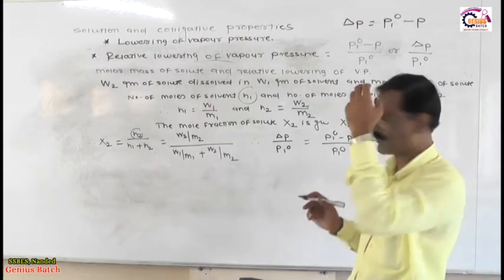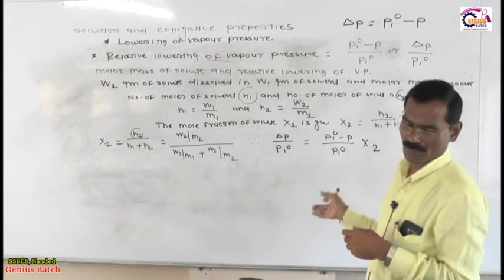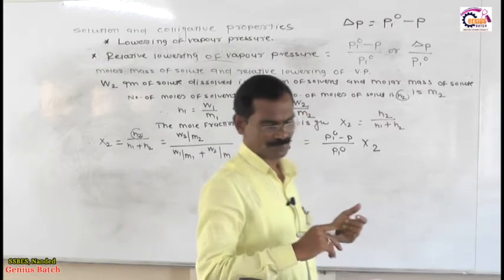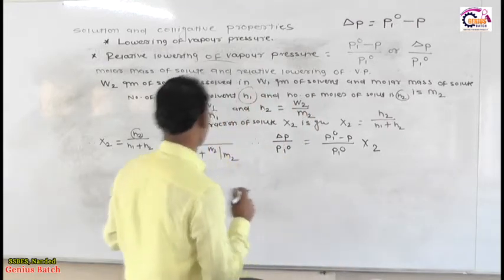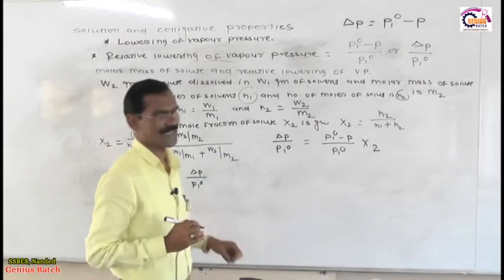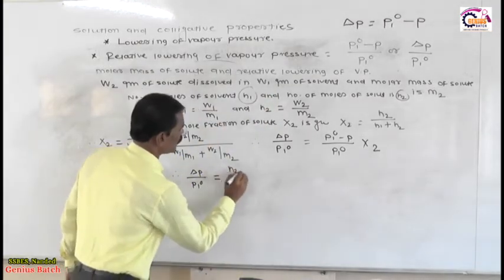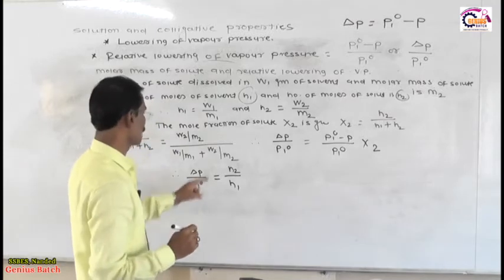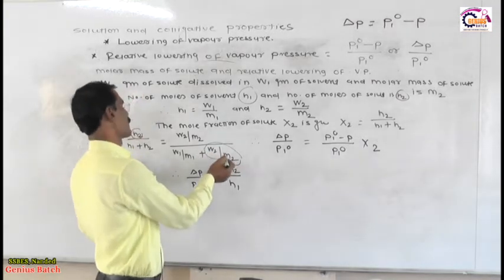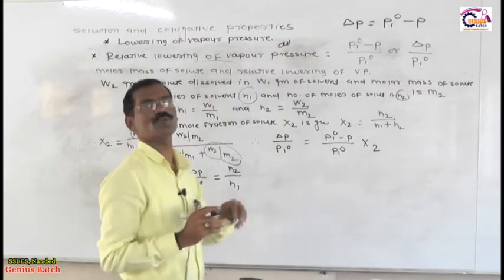The relative lowering of vapor pressure is equal to X2. Now combine these equations. After combining, the equation becomes delta P upon P10 is equal to N2 divided by N1. Why N1? Because W2 by M2 is the number of moles of solute in the solution. Actually, this is a dilute solution, so in a dilute solution the moles of solute are neglected in the denominator.